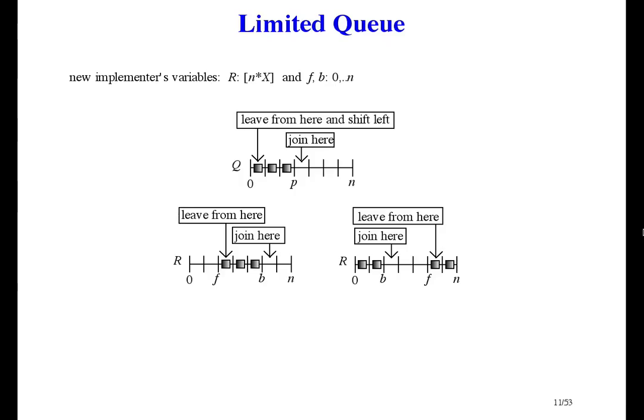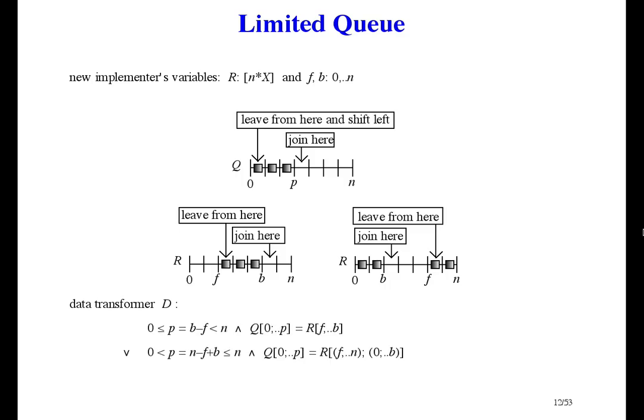So now, with the help of the pictures, maybe we can write the data transformer. There are two cases. The top line is the left picture, and the bottom line is the right picture. In the top line, it says that P is equal to B minus F, and that the items of Q between 0 and P are the items of R between F and B.